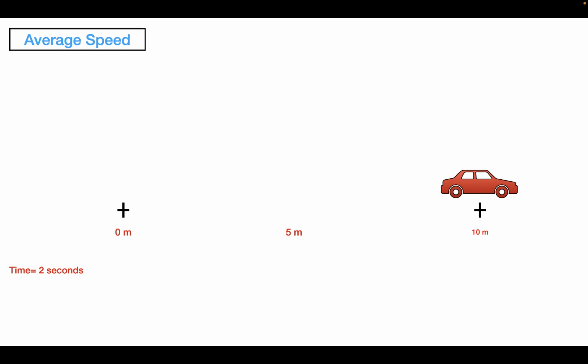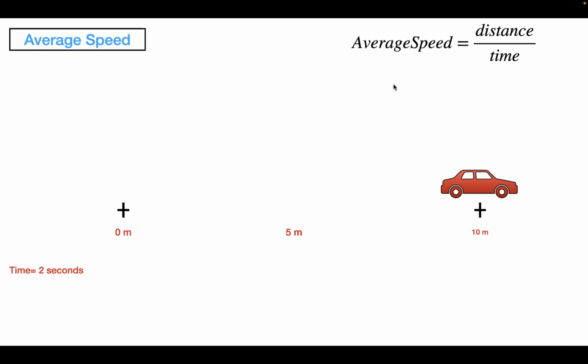So let's bring in our little car again, and let's just say that this car starts off at an initial position of 0 meters. And let's just say that this car drives in a straight line to the 10 meter mark. And let's say that it did this over the course of 2 seconds. So what was the car's average speed?